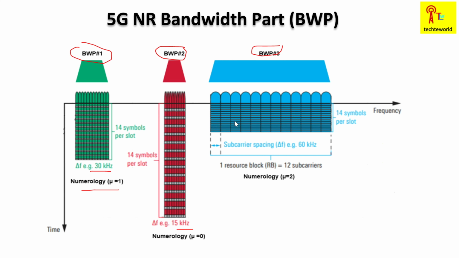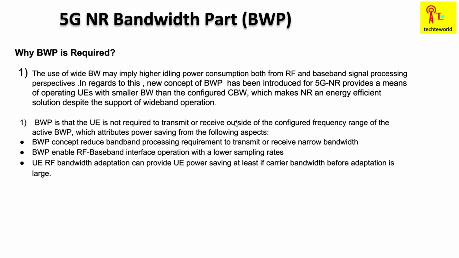according to requirement. If we see the third slide, here we are discussing why bandwidth part is required. In the first slide I gave a slight introduction on why bandwidth part was introduced in 5G-NR. The use of wide bandwidth may impact the power consumption in both RF as well as baseband signal processing. The need for this bandwidth part was to reduce the power consumption on the UE side. So in this regard, bandwidth part was introduced in 5G-NR.